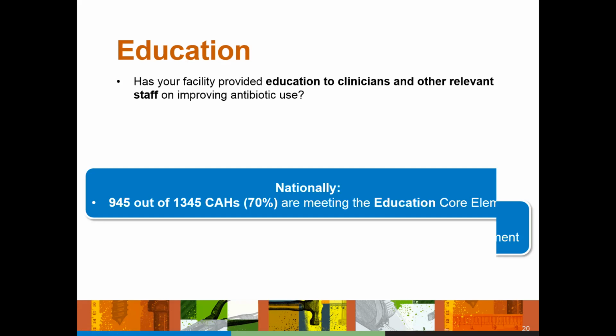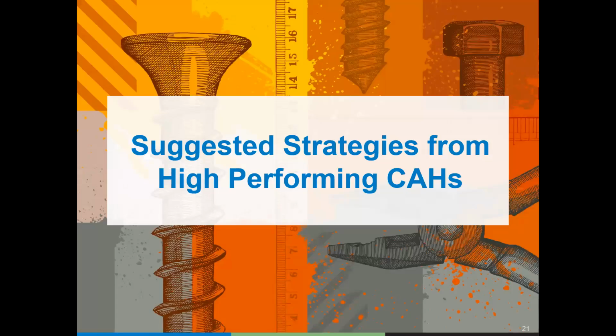to do. It is one of the easiest boxes to check because it really is just, are you providing education to clinicians and other relevant staff on improving antibiotic use? And that can look a number of different ways. But making it meaningful and making sure that people are walking away and having buy-in into the program is what our focus group participants indicated was a big difficulty for them. 70% of CAHs have indicated nationally that they're meeting this core element.